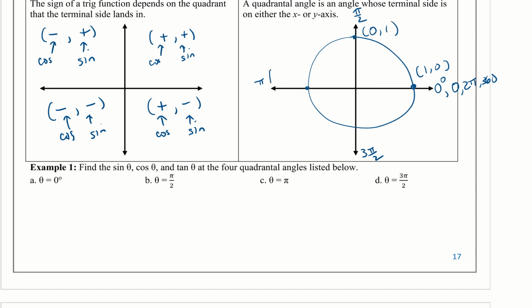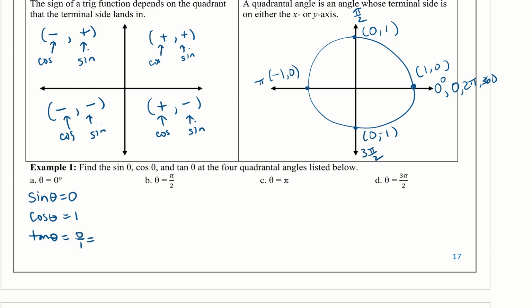Just be careful. Make sure that the first number is how many you're going right or left. The second number is up or down. So we want the sine, cosine, and tangent. So for 0 degrees, the sine is the y coordinate. The cosine is the x coordinate. Tangent would be sine over cosine.